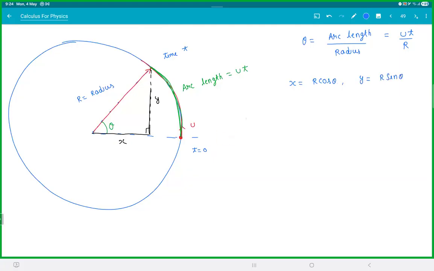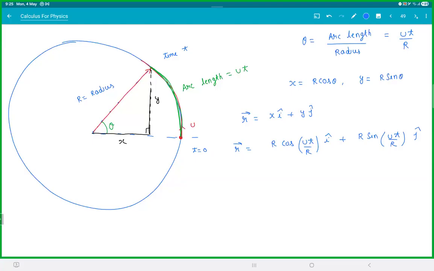You're done. So what's the position vector? R bar is x i cap plus y j cap. So your position vector would be r cos(ut by r) i cap plus r sin(ut by r) j cap. Have a look at this. This is your position vector.